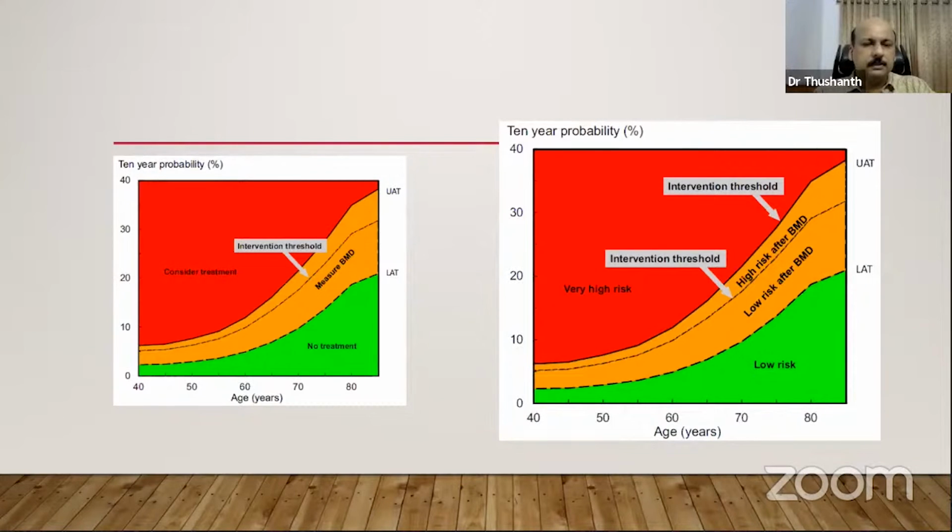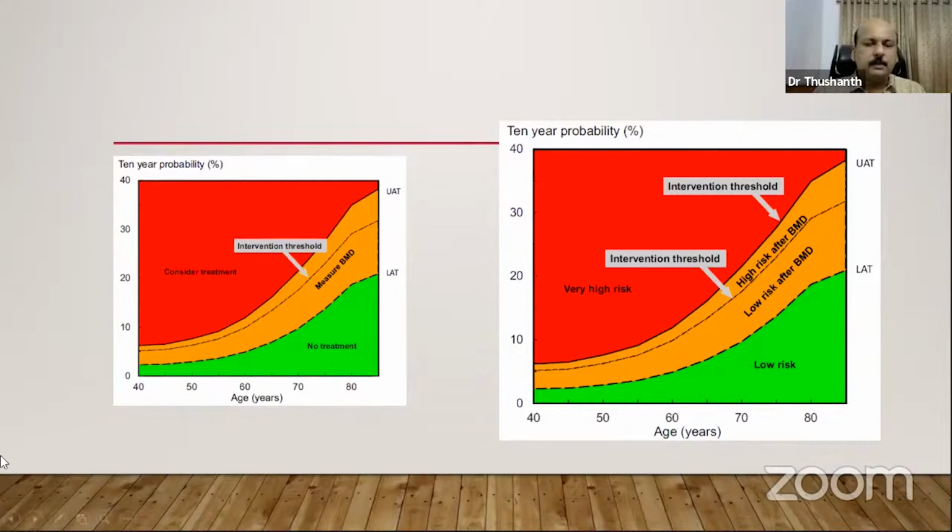So on the left side, you can see that the red zone is above the upper assessment threshold. That means they are patients at very high risk. They do not undergo BMD. They can be straight away started on anti-osteoporotic treatment. Whereas patients in the green zone are patients at very low risk. They do not undergo further evaluation. They need general measures like calcium and vitamin D supplementation, prevention of falls, all those things.